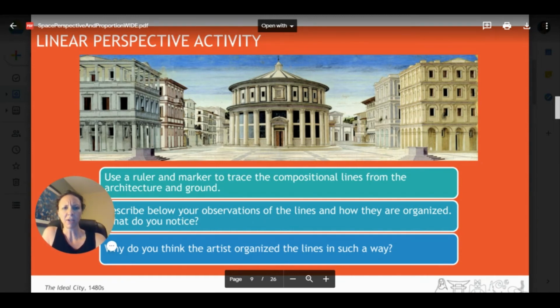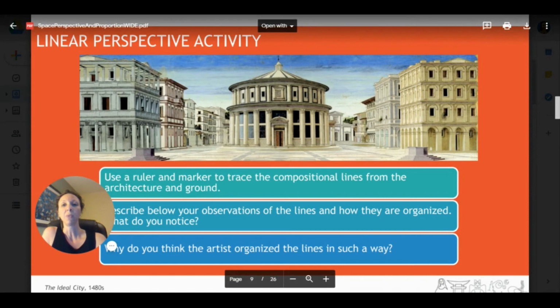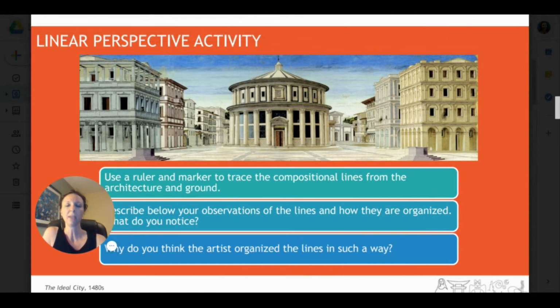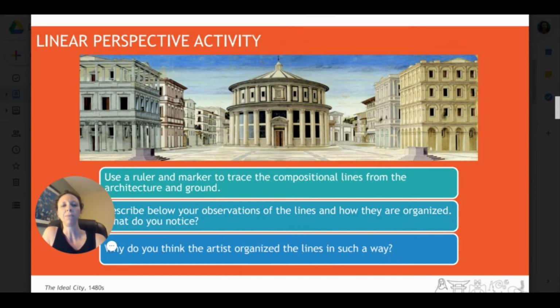So if you follow my little cursor here, you can see this edge going around the building would be a straight line, as well as this edge to the building, another straight line where the roof starts to dome. You'd see here, again, horizontal lines that follow the edges or angles of the building. But as things go into the distance, what happens to the lines? Okay, they go off at an angle. So use your ruler and your marker or your pen and follow those lines.